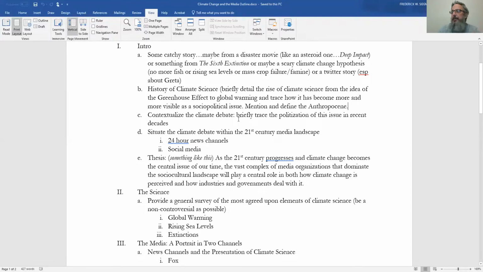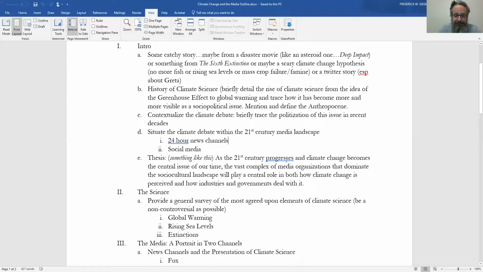Then I want to talk about the climate debate. How did this start, how does this go? And this section here is not six pages. This is a handful of sentences. I want to think about where people started talking about climate change. What does this term mean? What does the debate look like? Then I want to set up what I'm calling the 21st century media landscape, the world that we live in. This is me thinking about what my reader needs to know before I can make my argument.